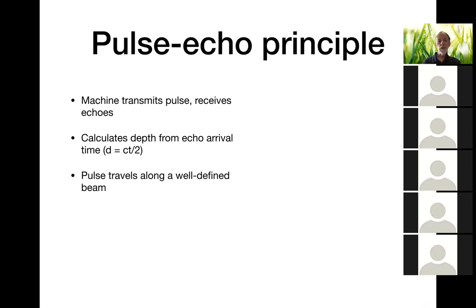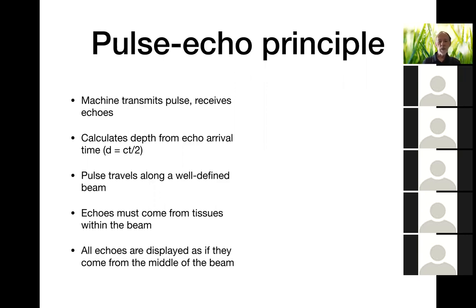The next thing is that the transmitted pulse travels along a well-defined pathway that we call a beam. So the beam defines whereabouts in the tissues the transmitted ultrasound pulse travels. And so it travels only through the tissue within that beam, not outside of the beam. That means that we know that echoes must be coming from within the beam. Echoes can't be coming from other places. And so the machine knows the depth the echoes have come from, and it knows that they've come from within the beam.